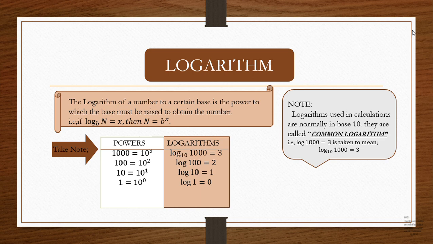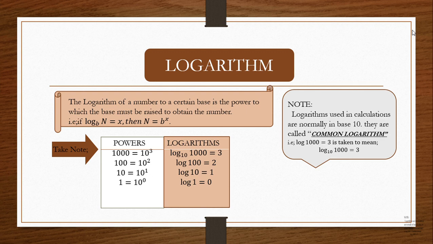It's also when you have something like 100 equals 10 raised to power 2, that's log 100 equals 2. And remember our common logarithm, that if there is no base, you should know that it's base 10. And we have 10 equals 10 raised to power 1, and that's log 10 equals 1 in logarithm. Then in powers, when we have 1 equals 10 raised to power 0, our laws of indices in our previous lesson said once a number is raised to the power of 0, it equals 1. So that's it here. Then log 1 equals 0.